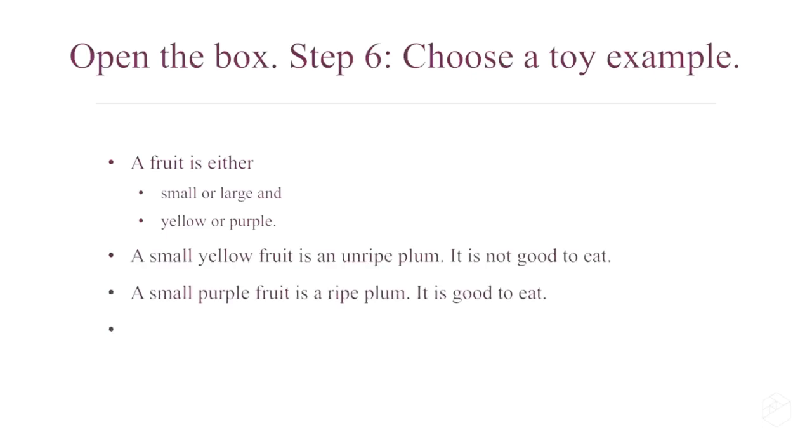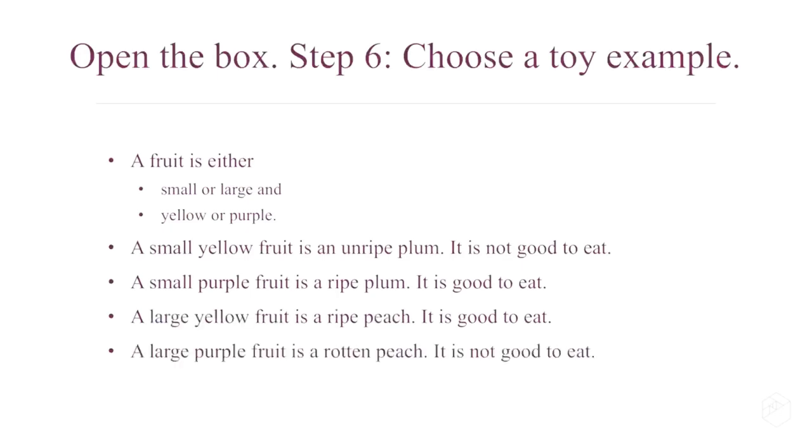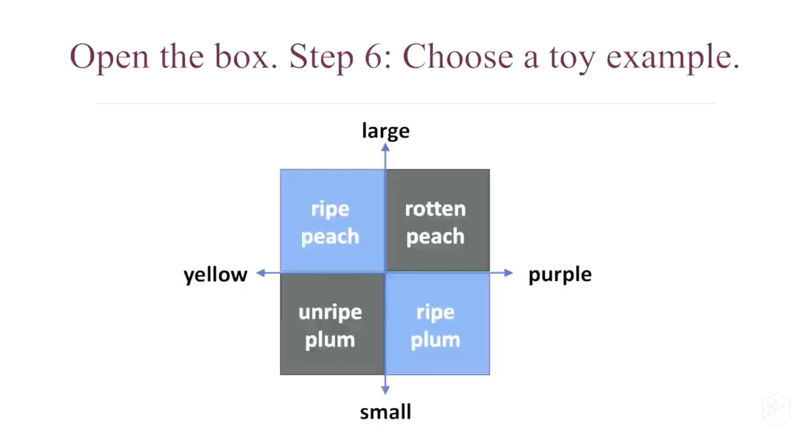Now, any small fruit is a plum. If it's yellow, it's not yet ripe, but if it's purple, it's ripe and good to eat. Any large fruit is a peach. If it's yellow, it's great to eat, but if it's purple, it's rotten. You don't want to eat it. So in this example, we have a size axis and a color axis, and you can see the good things to eat are at the upper left and the lower right.